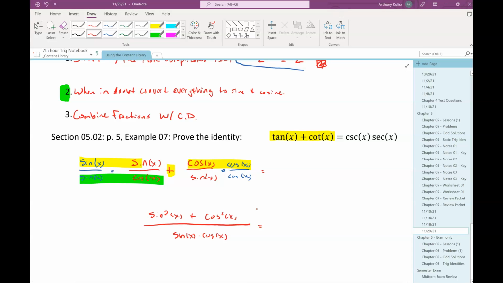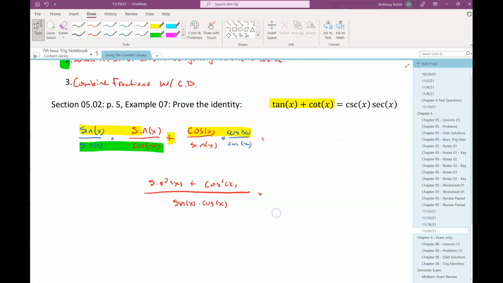So far, so good. Now, does anybody see anything useful we can do now? There is an identity that should be jumping out at you. Yeah, so sine squared plus cosine squared is an identity. That's P1. So I can rewrite that just as 1. P1 says sine squared plus cosine squared is equal to 1.